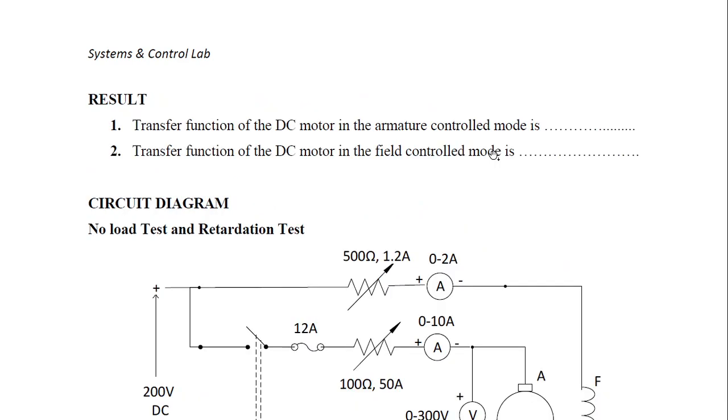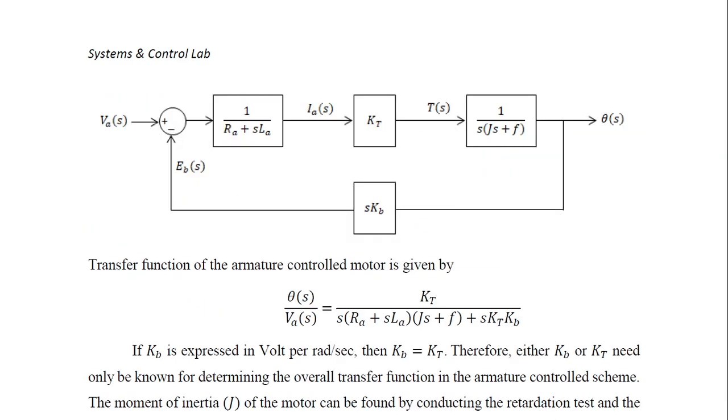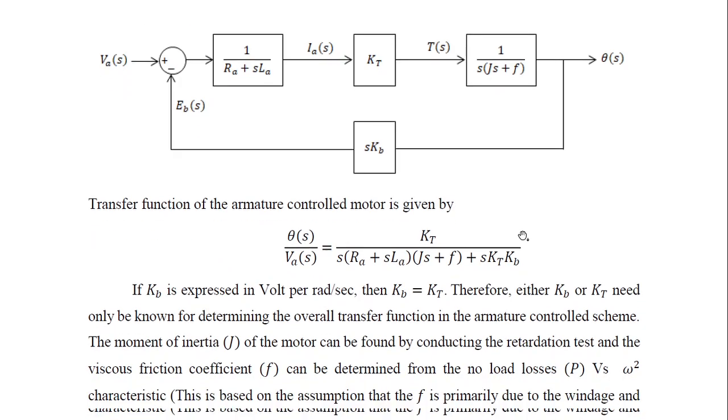From that you will get the value of this Kb, and this Kb is actually equal to Kt. So the theoretical proof is there. Actually, it will be Z P by 2 pi A, Kb and Kt.